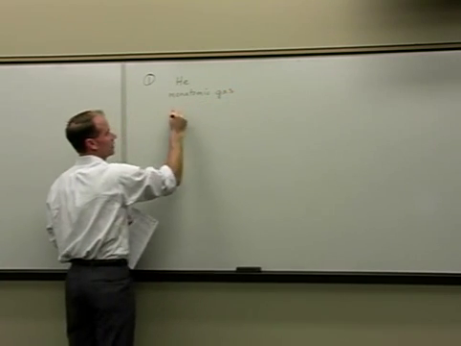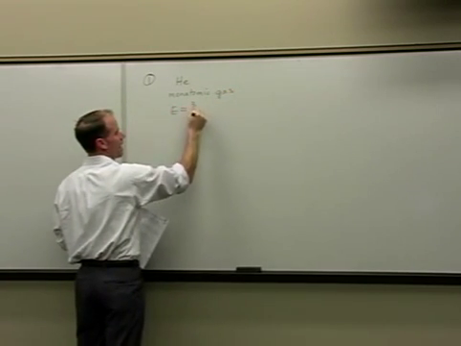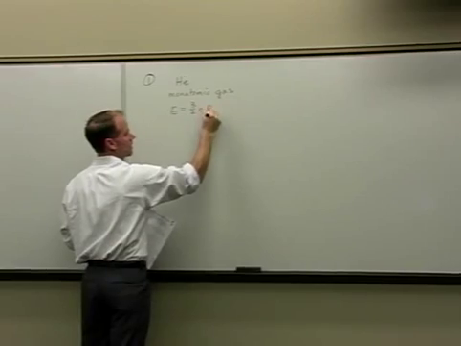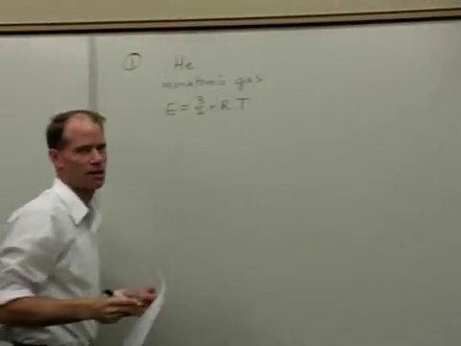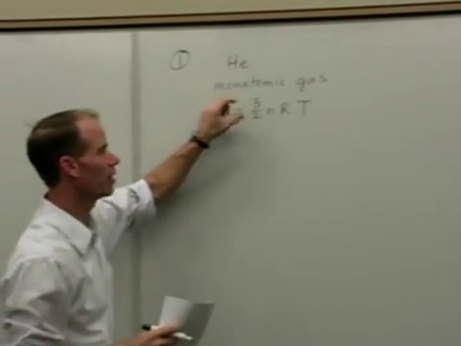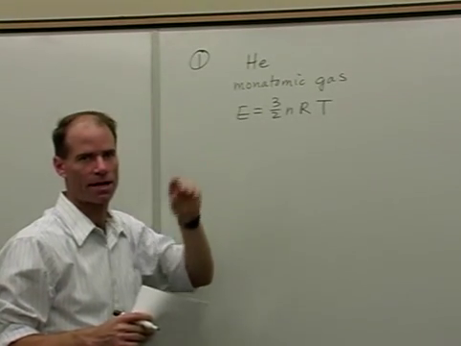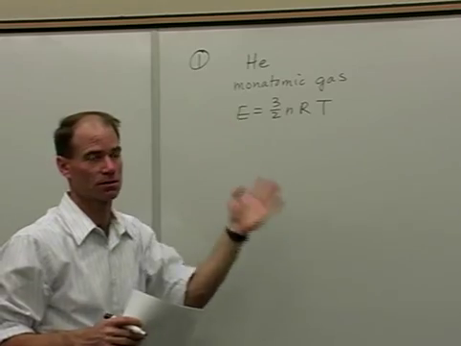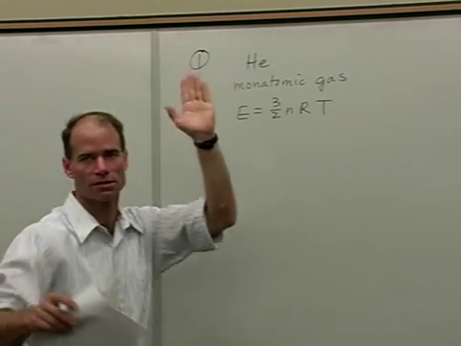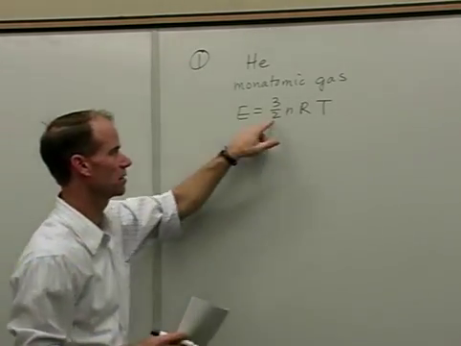we have that the energy is equal to 3/2 times the number of moles times the gas constant times the temperature. It's 3/2 because we get 1/2 for every degree of freedom, and for a monatomic gas we have 3 dimensions to deal with. We have degrees x, y, and z. So we have 1/2 for each, so we get 3/2.